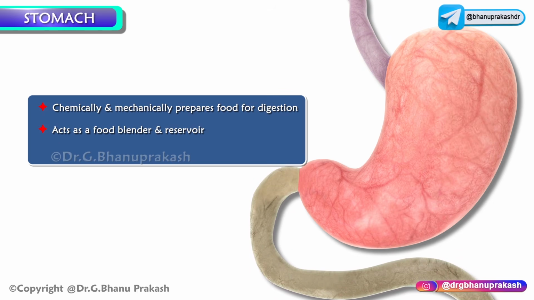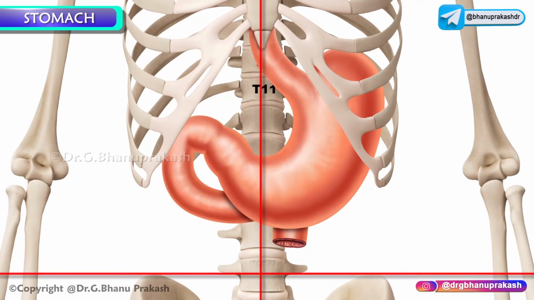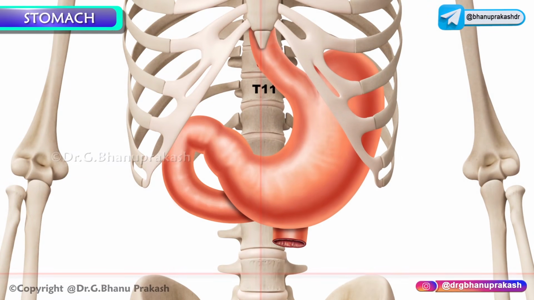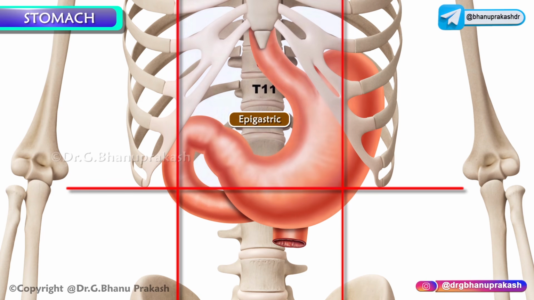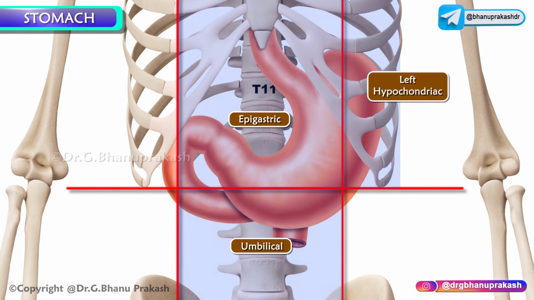So the stomach acts as the food blender and reservoir, and its chief function is the enzymatic digestion of carbohydrates, proteins and fats. So the location of the stomach, it lies obliquely in the upper as well as left part of the abdomen, mainly occupying epigastric, umbilical as well as left hypochondriac regions.